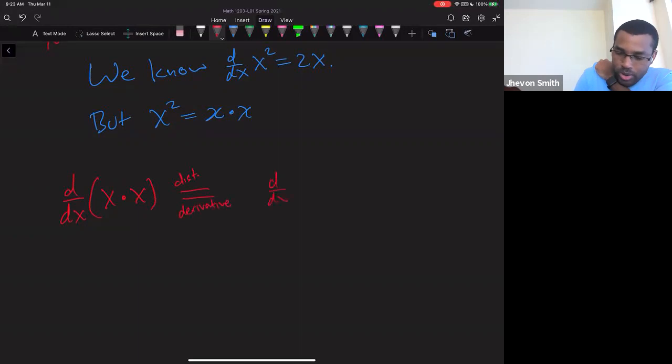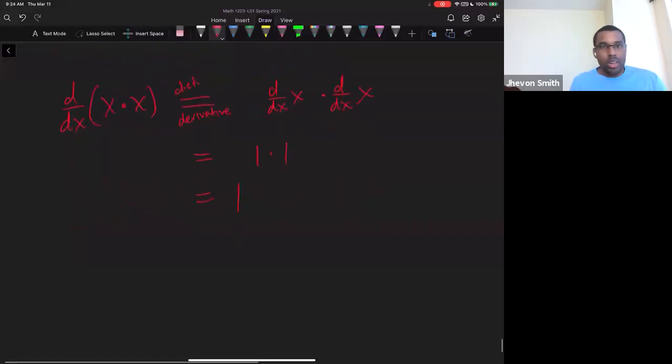Well, if I take the derivative of x and then multiply that by the derivative of x, that would just give me 1 times 1. That would give me the answer 1, which I know is the wrong answer. I know how to differentiate x squared now, at least 2 ways.